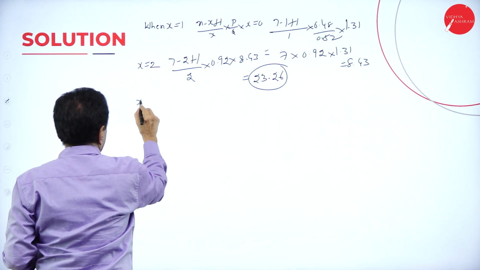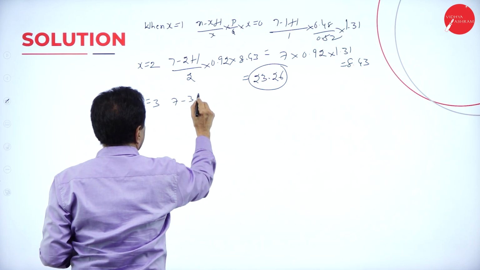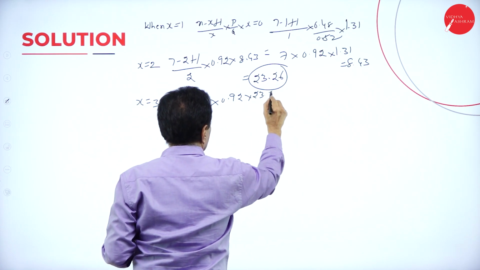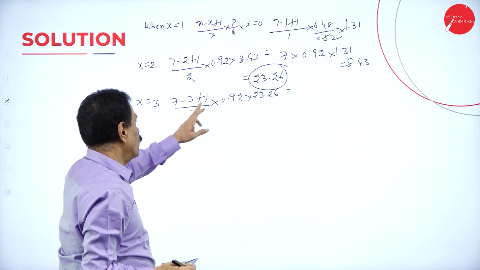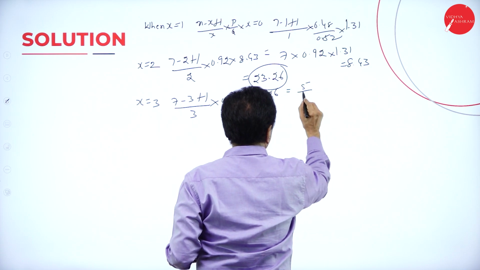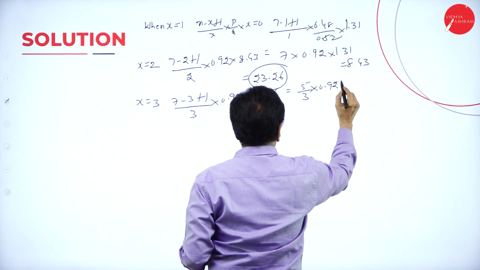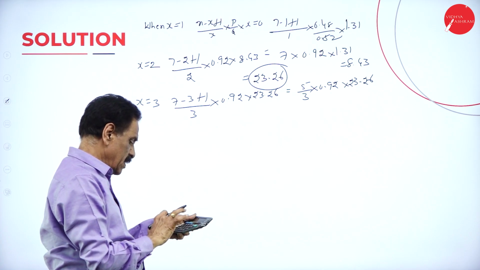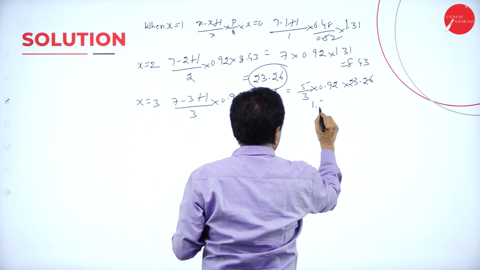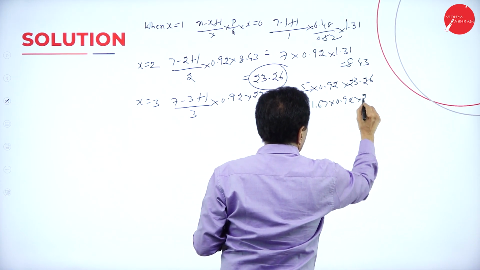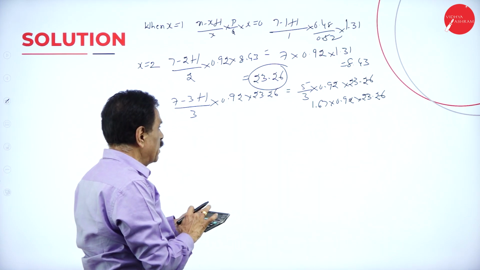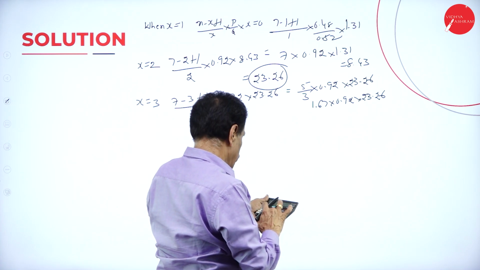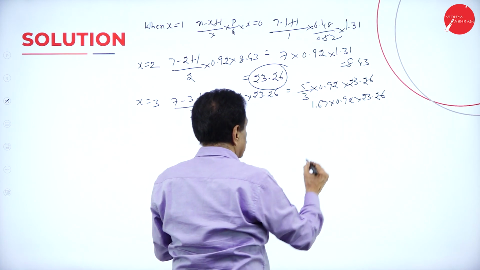Then, when x is equal to 3, 7 minus 3 plus 1, divided by 3, into 0.92 into 23.26. 7 minus 3 is 4, plus 1 is 5. 5 divided by 3 is 1.67. So 1.67 into 0.92 into 23.26 is 35.73.